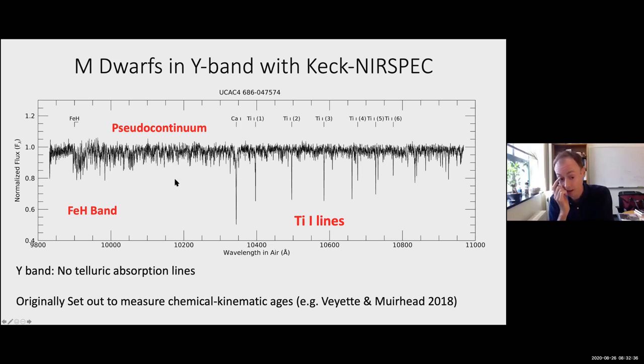I originally set out with my former PhD student to try to use this to measure ages of M-dwarfs because titanium is actually an indicator of alpha enhancement. So this could be used to measure ages. It turns out it didn't work very well in this case. It's worked for other objects, but it didn't work well for our rapid rotators because of this effect of Zeeman enhancement, which I'm going to talk about.